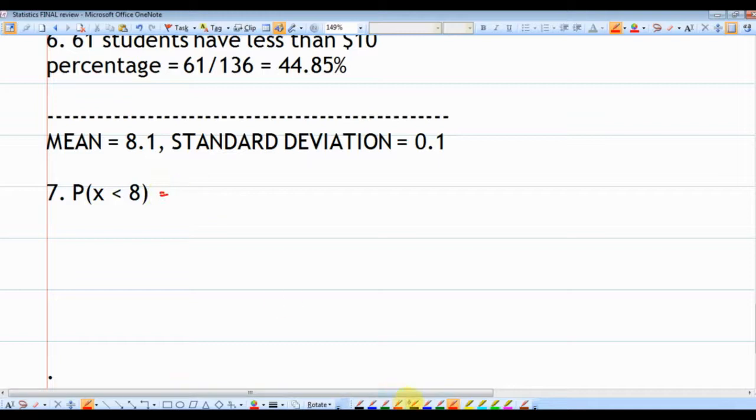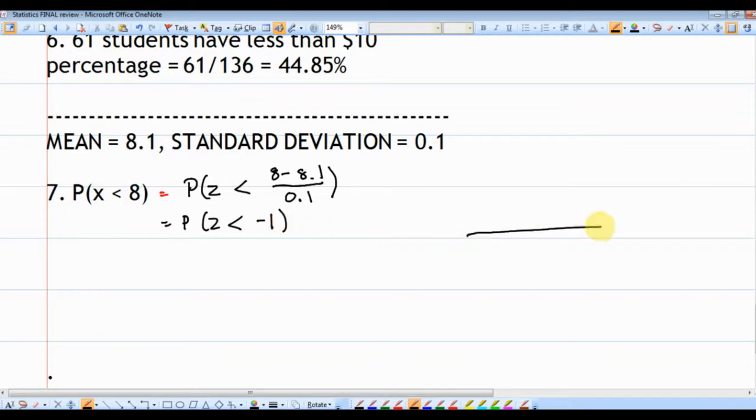This is going to be equal to the proportion of z-scores that are less than 8 minus 8.1 over 0.1. And that says the proportion of z that's less than -1. So you draw that z-score. You shouldn't need to use a calculator for this one. That's not the intention of this question.